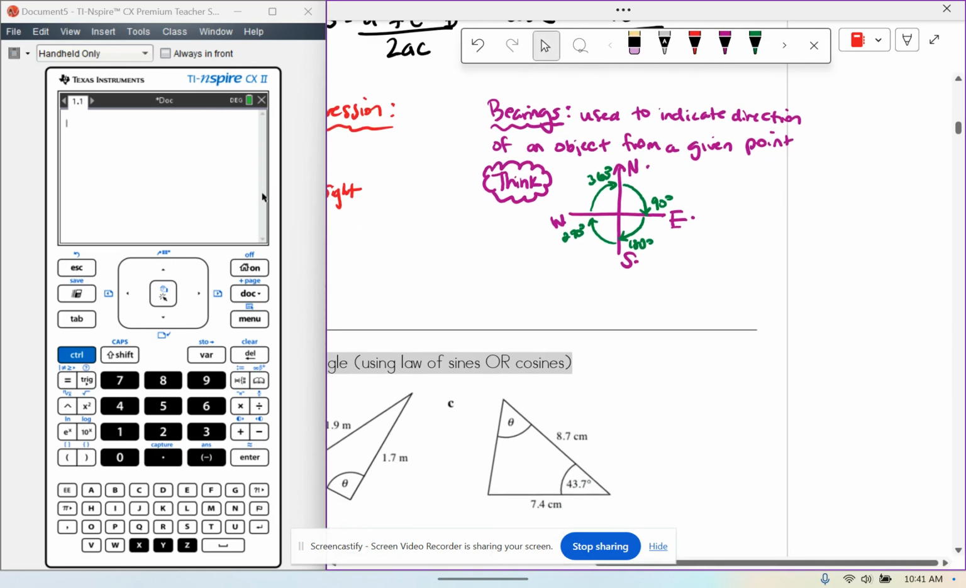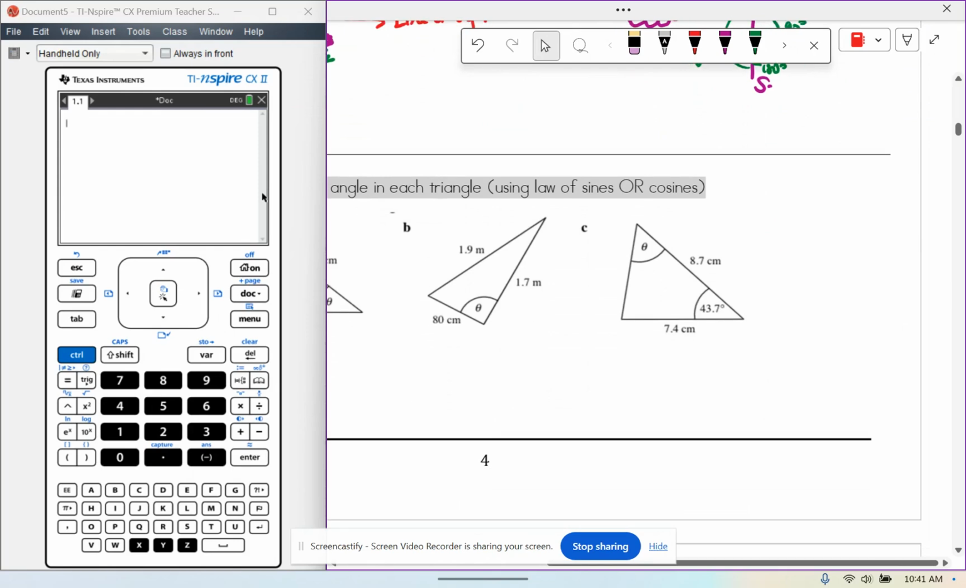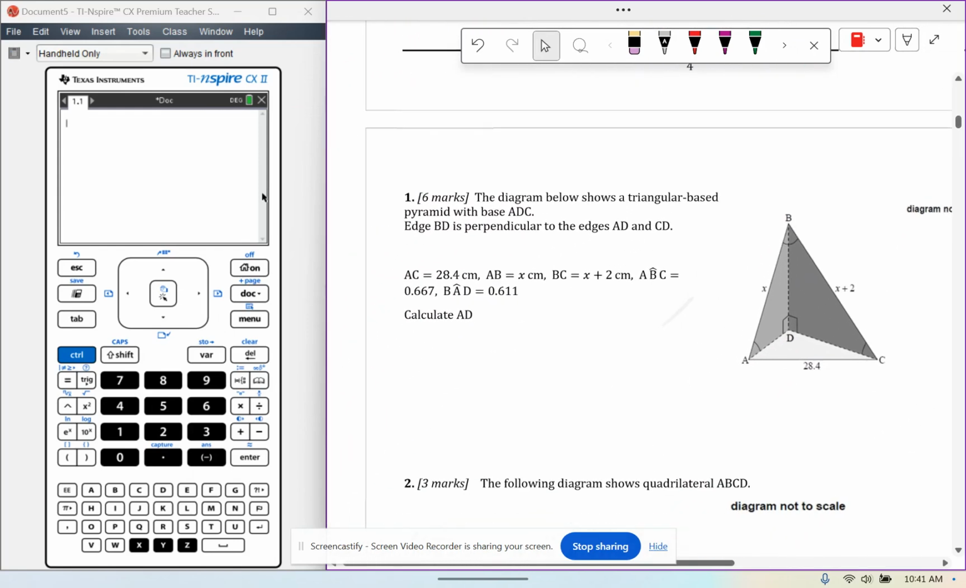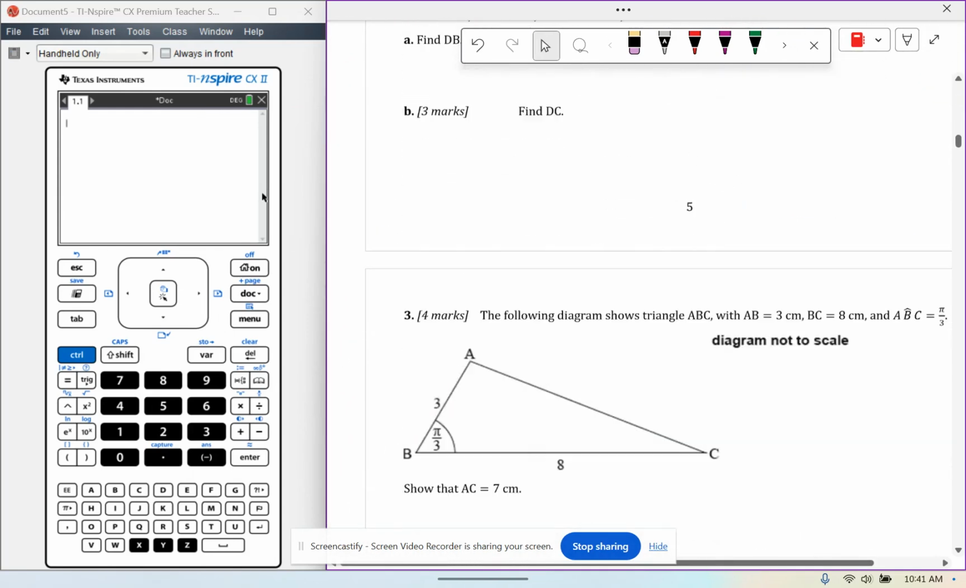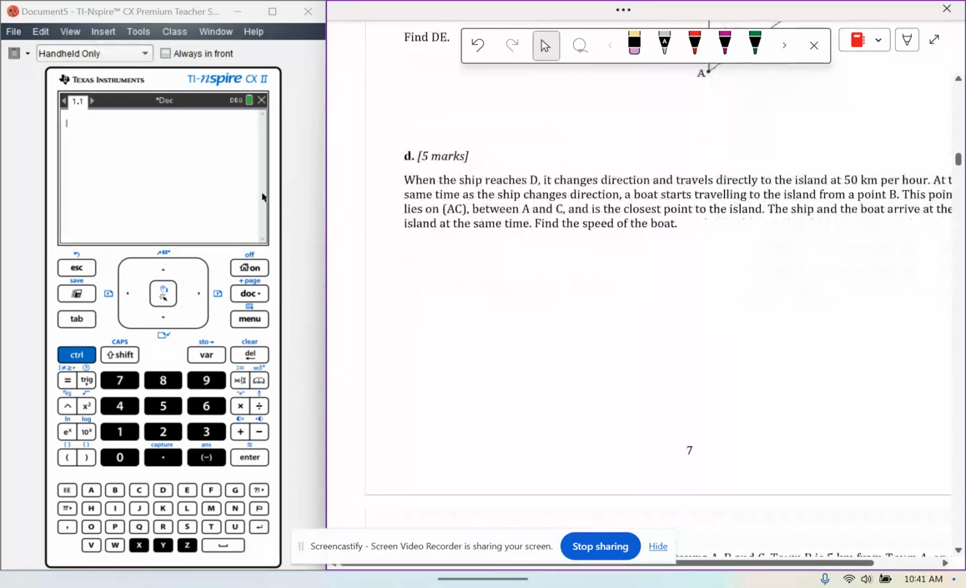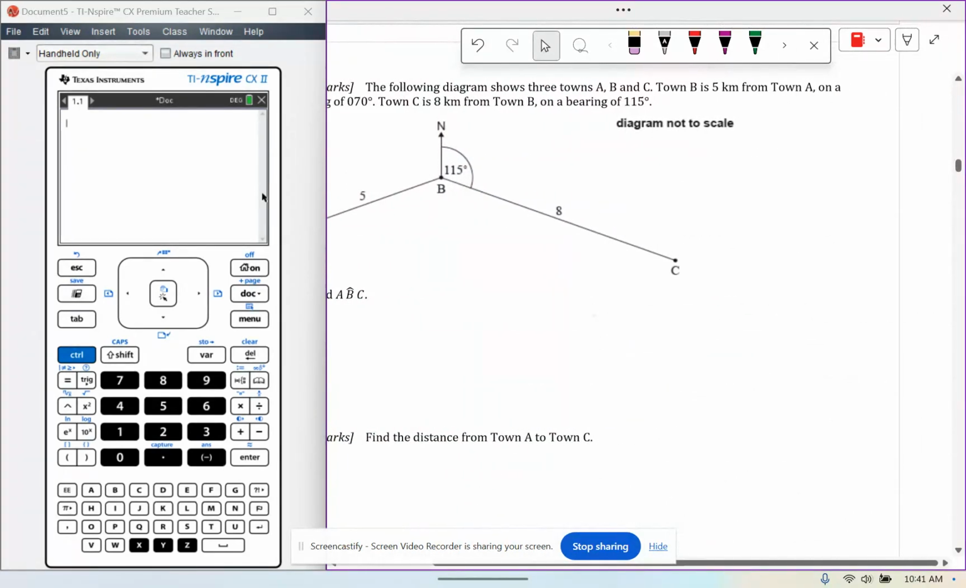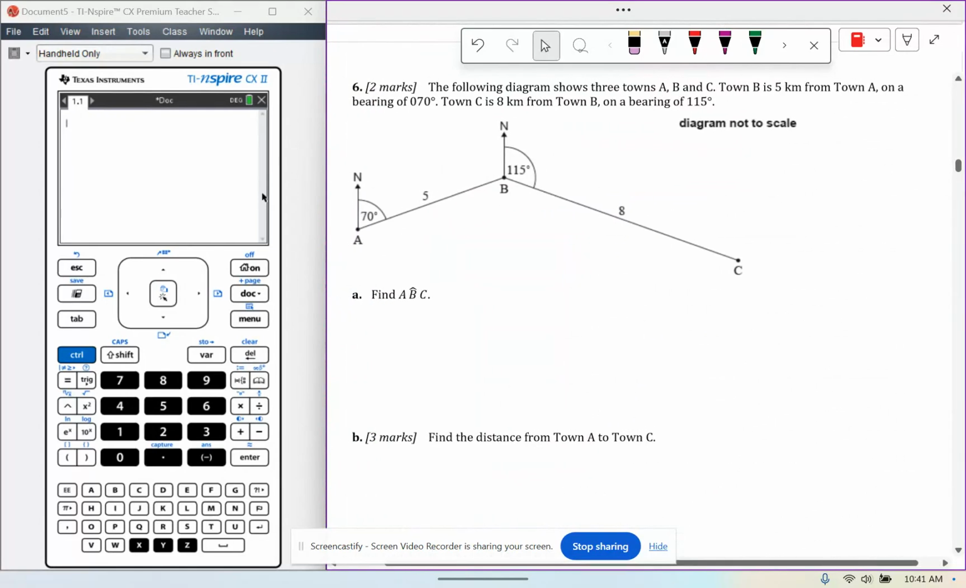Bearings. Okay, so let's do a problem to contextualize this, because otherwise it's kind of like, what? All right, let's go to question number 6. The following diagram shows 3 towns, A, B, and C. Town B is 5 kilometers from town A on a bearing of 70 degrees. So let's talk about how they would figure out a bearing of 70 degrees. Let's say the picture was not given, right? It's from point A to point B.